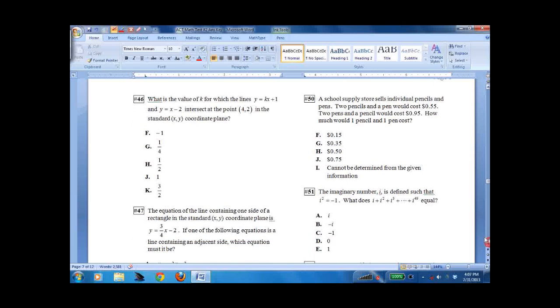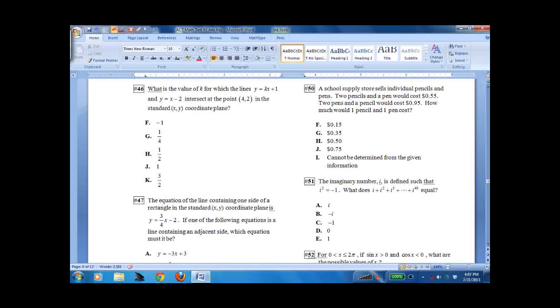46. What's the value for K where these lines intersect at the point? Well, if they intersect, they're equal. Now, they happen to give us X and Y, but I don't really need Y. I only need the X value. So K times 4 plus 1 equals 4 minus 2. 4K equals 1. K equals 1/4.